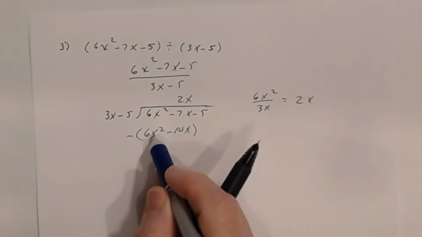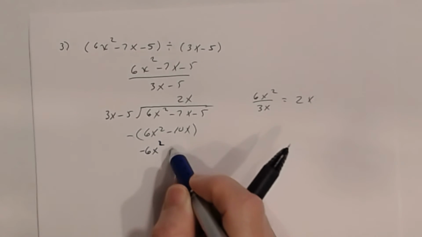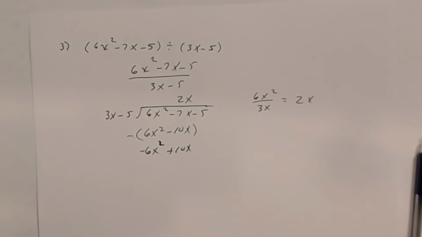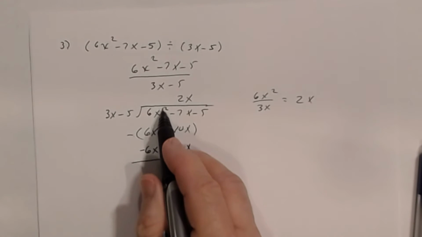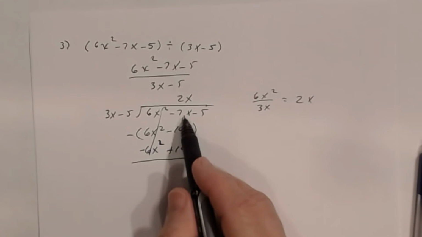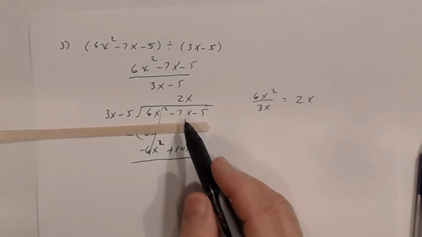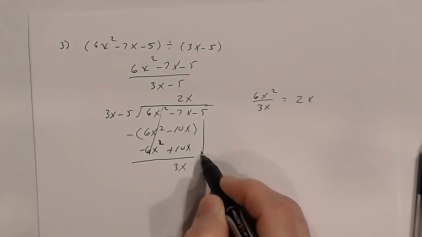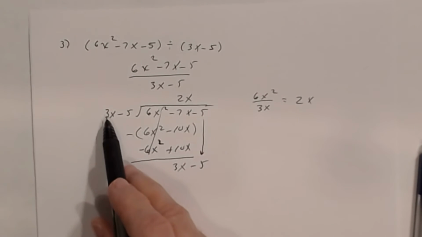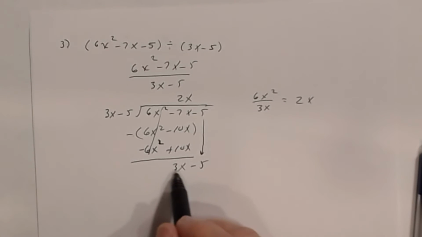And so the opposite of 6x squared is a negative 6x squared. The opposite of a negative 10x is a positive 10x. And now we're going to add. 6x squared and negative 6x squared is 0. A negative 7x and a positive 10x, I need to cover this part up, you do that, is going to be 3x. And we bring down the next term. And then you do the division all over again because the degree here is 1, so you continue.